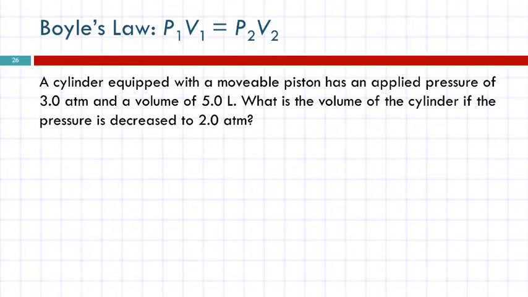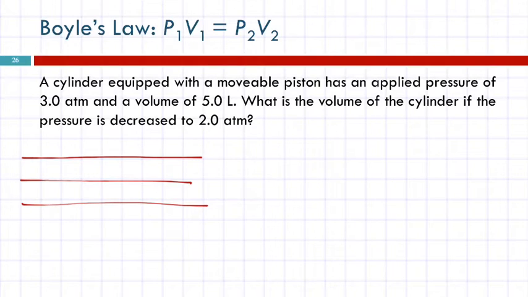So what I'm going to encourage you to do is learn how to make a little table to keep track of this information. So I'm going to make a table here. So I have condition 1 and I have condition 2. And it doesn't matter which you choose as 1 or 2, but you just need to be consistent. So I'm going to read through the question again. Cylinder equipped with movable piston, applied pressure of 3 atmospheres. Okay, there's my first number. I'm going to write it in my table, and I'm going to write the unit.